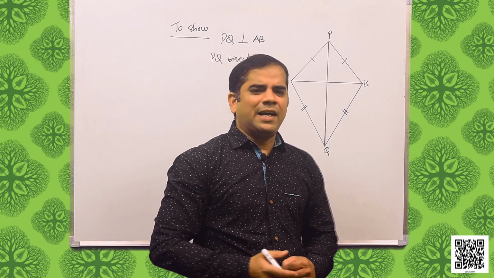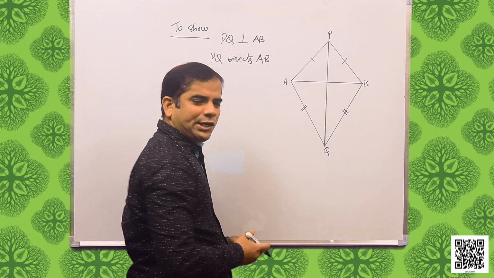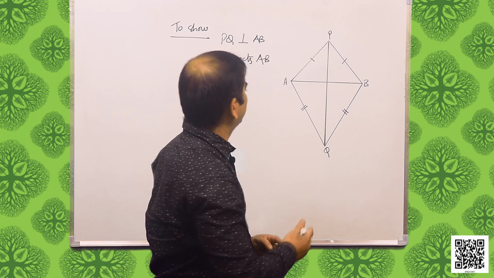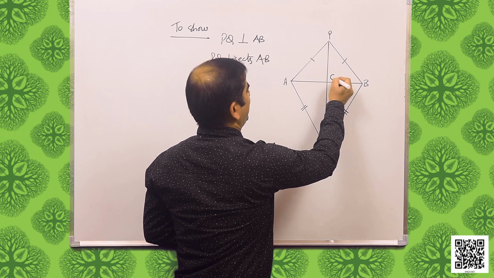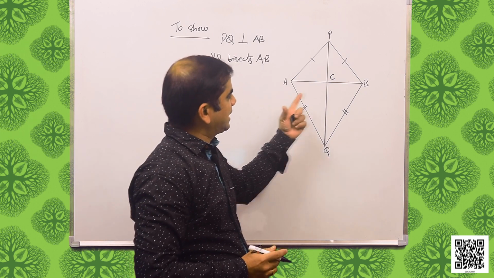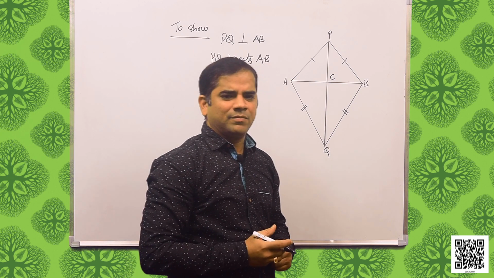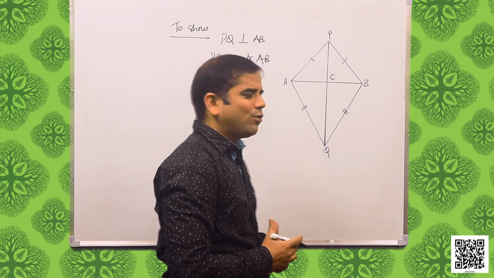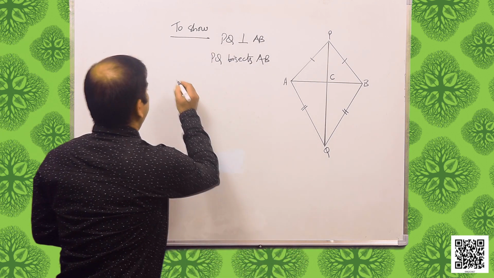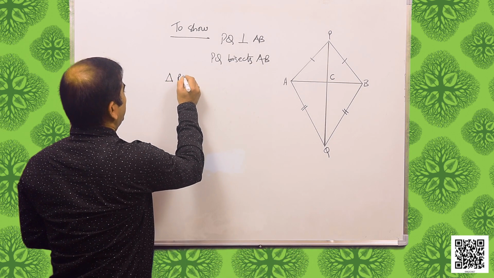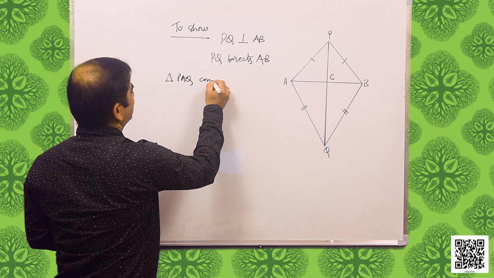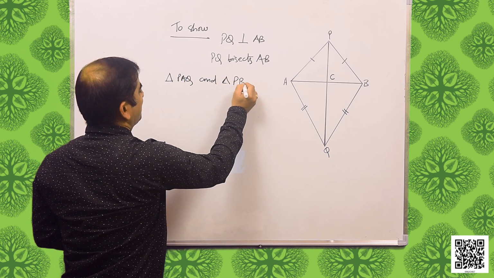So let us say that PQ intersects AB at C. Let this point be C. Let us take triangle PAQ and triangle PBQ.